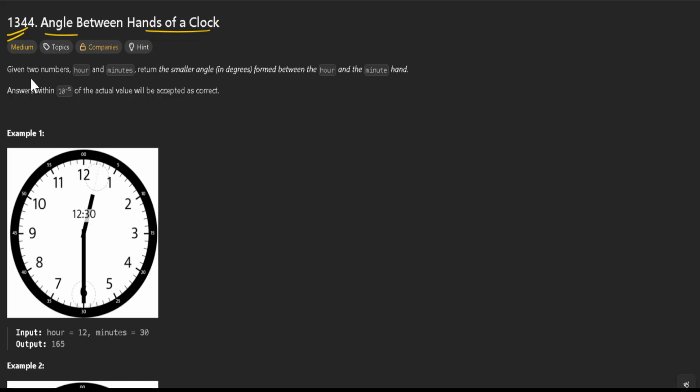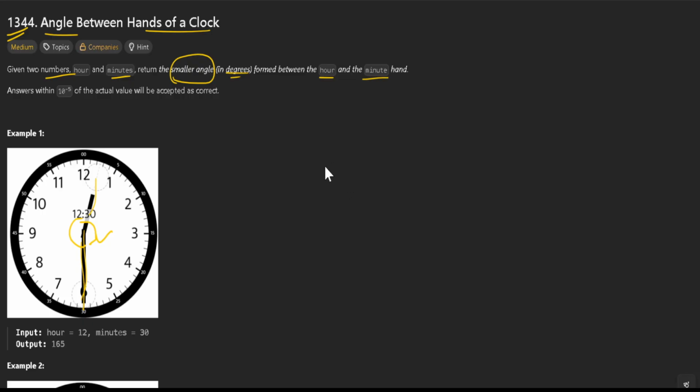So what the question is saying is that we are given two numbers, hours and minutes, and we have to return the smallest angle in degrees that forms between the hour and the minute hands. Let's suppose for this case we have 12:30, right? The hour hand is on the 12, and the minute hand goes to the 6, so it becomes 12:30. So this angle and this angle, which one is smaller? This one. So we have to return this angle.